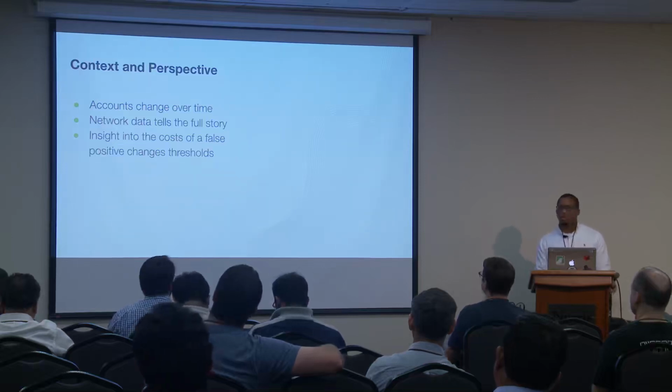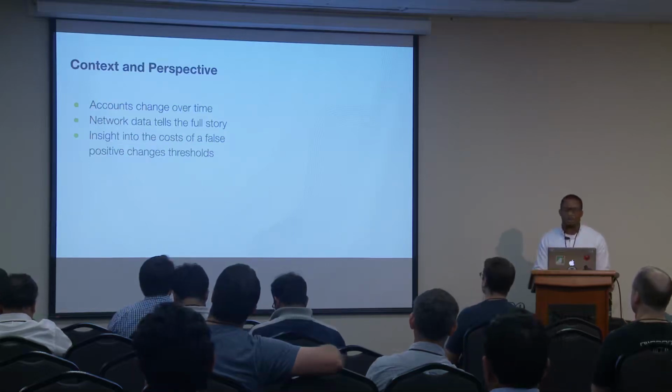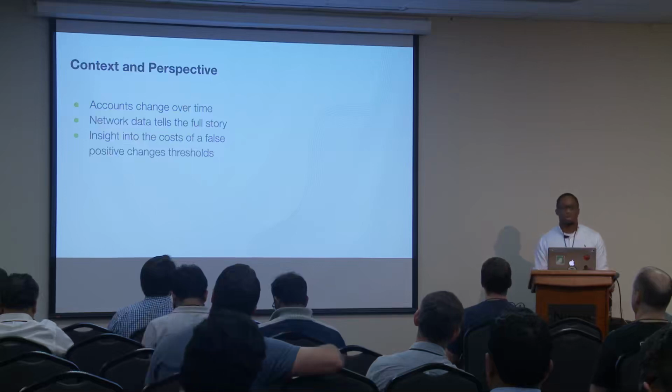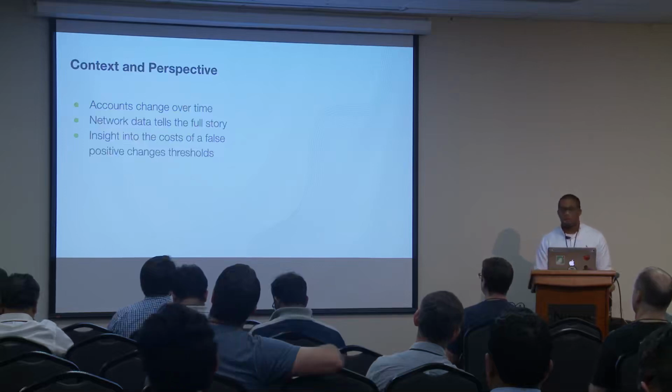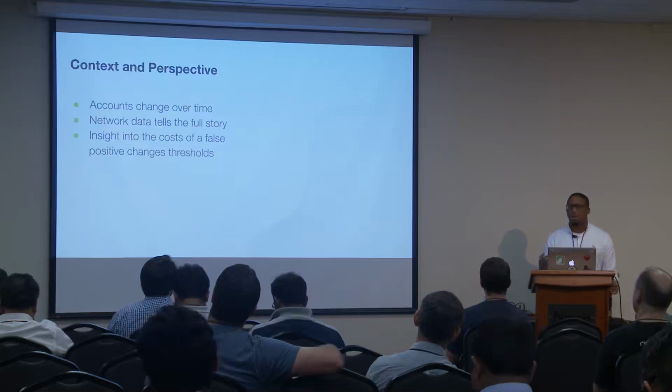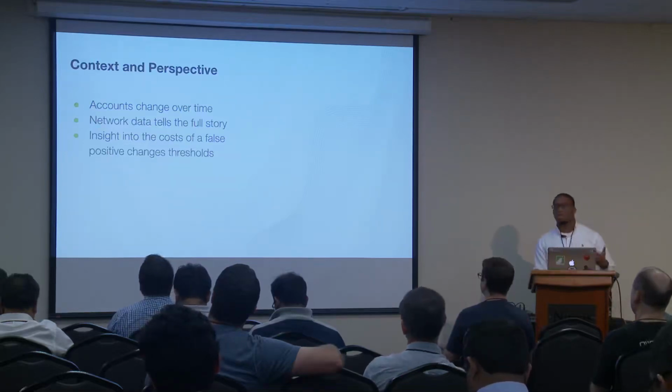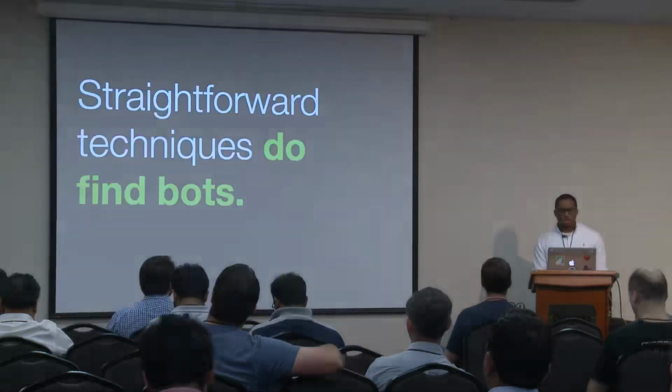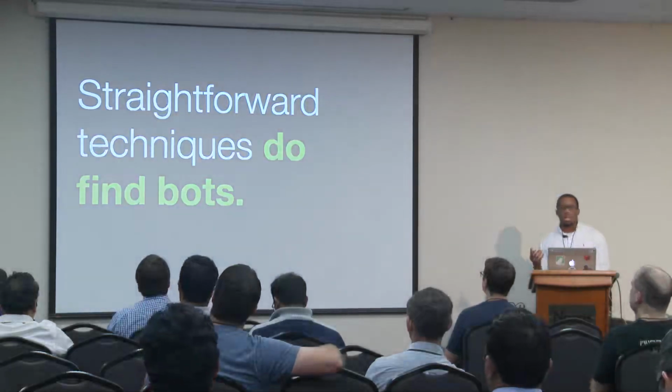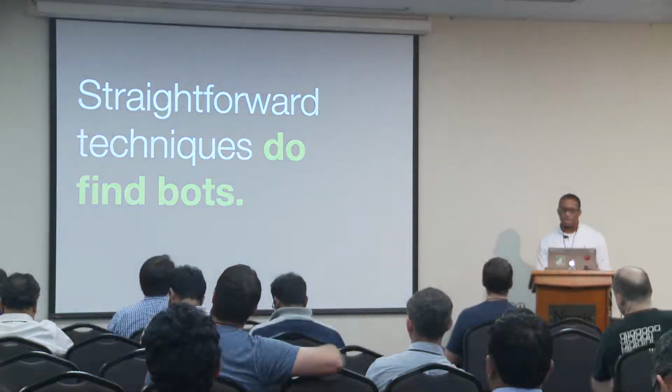Also, like we mentioned earlier, the network data is powerful, but we couldn't have gathered the network data for all of those accounts because of the rate limits that Twitter has. Also, we don't have the insight into the cost of the false positive. So Twitter, they're actually trying to do this at scale. They have to think about the support costs, or maybe even the lost dollars associated with someone who's using their platform. So there's a lot of other things that Twitter has to think about that when we're doing this type of analysis, we don't. But what I want to say is that straightforward techniques did help us find bots, and we found a lot of them in our data set.